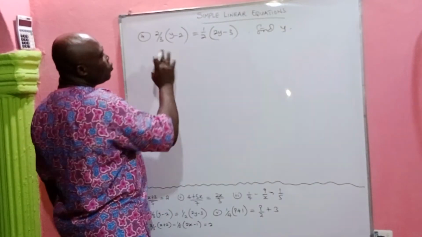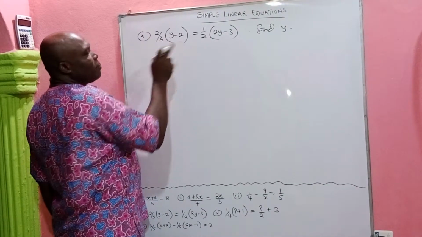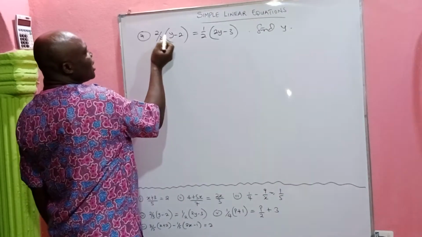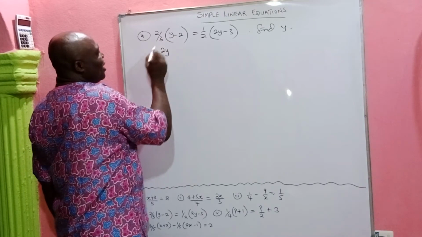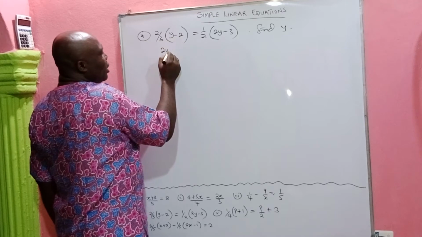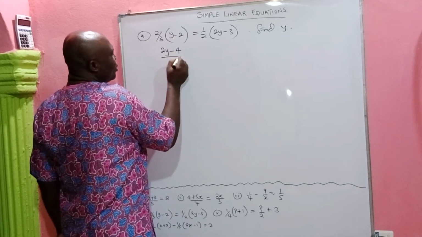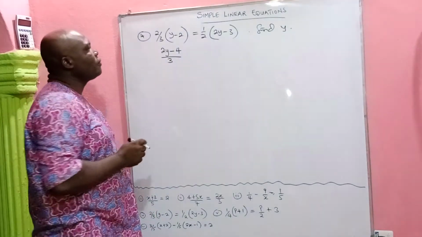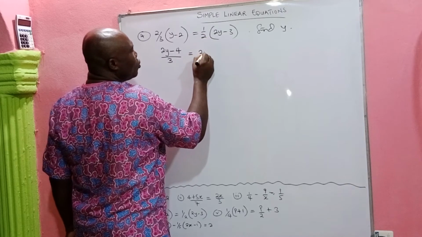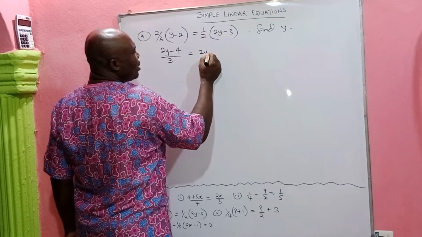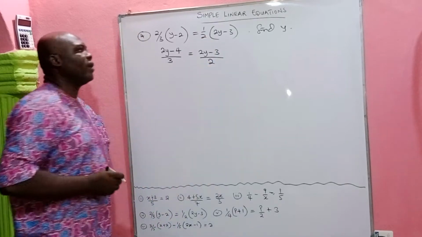So first and foremost, we need to expand. And by expanding, meaning we need to multiply them out. So 2 will times y, that gives us 2y. 2 will times minus 2, that gives us minus 4. And remember, you have the denominator here, 3. So that will be over 3. Please take note of that. And then this will be equals to 1 will times 2y to be 2y, 1 will times minus 3 to be minus 3, and you have this as the denominator, which is all over 2.